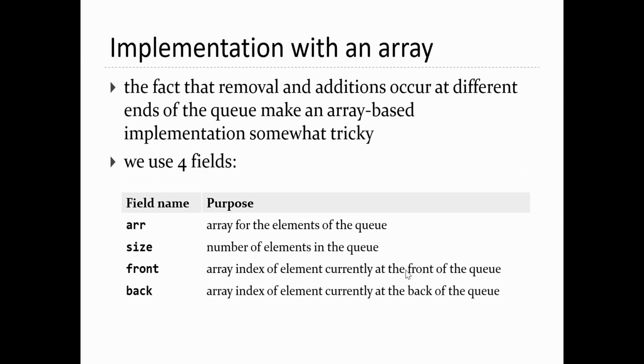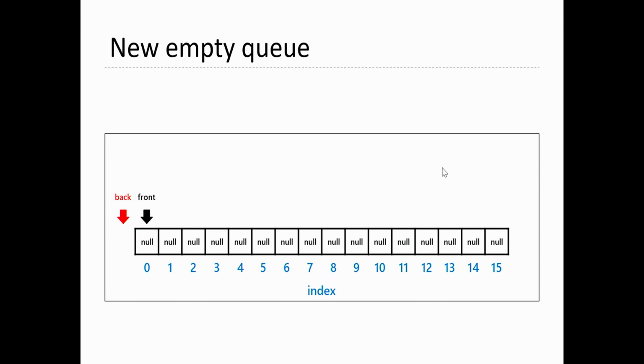Array index of the element currently at the front of the queue, or 0. It's not necessarily 0 all the time. Or I guess if the queue is empty, it's going to be the index where you're going to put the front element of the queue. You'll see why in a few moments. Right, so in an empty queue, we're going to start with front equal to 0 and back equal to -1.